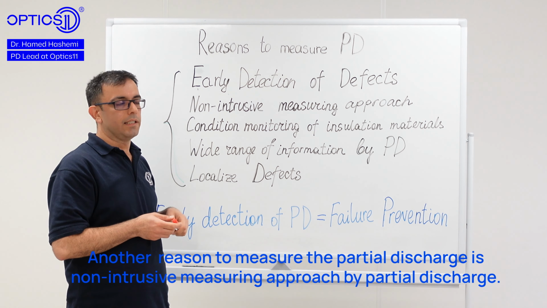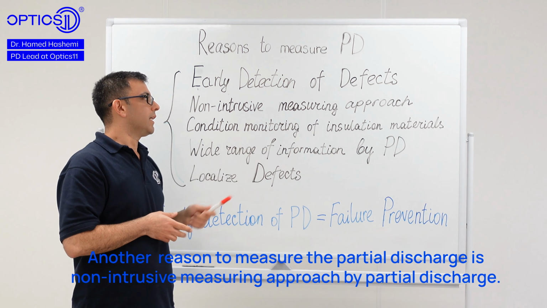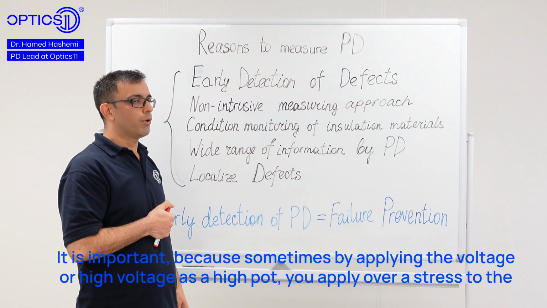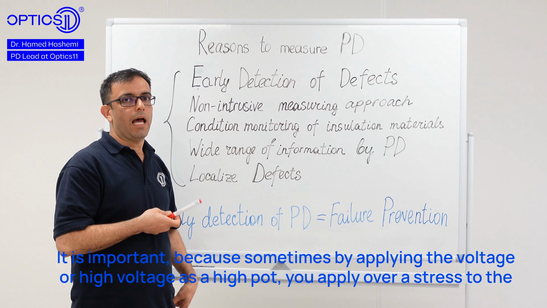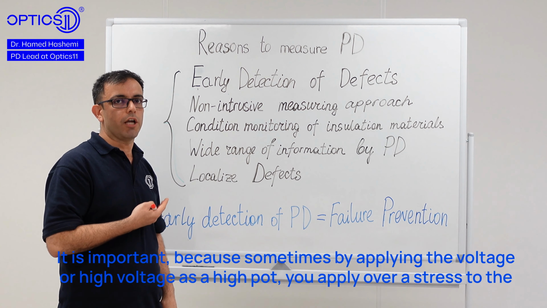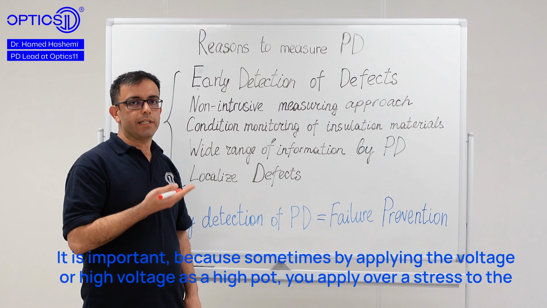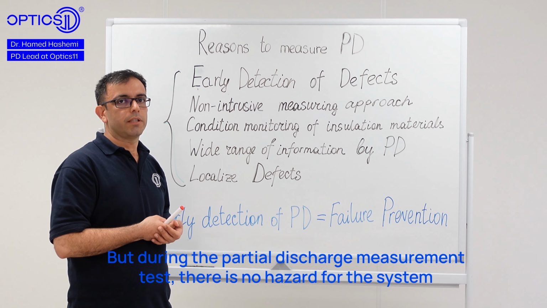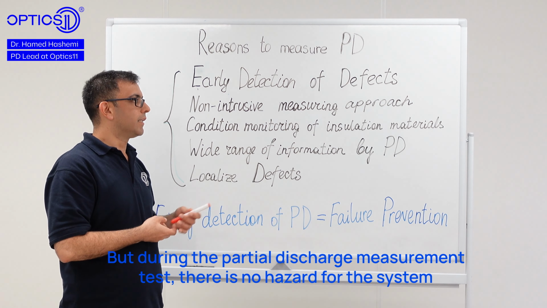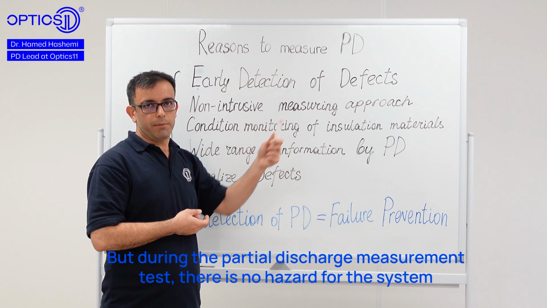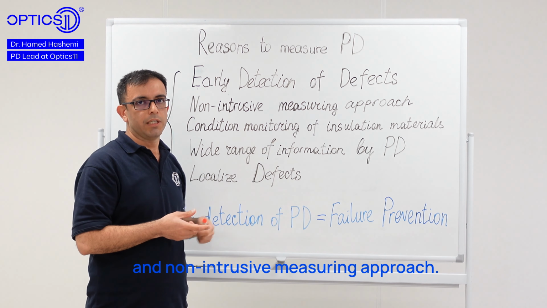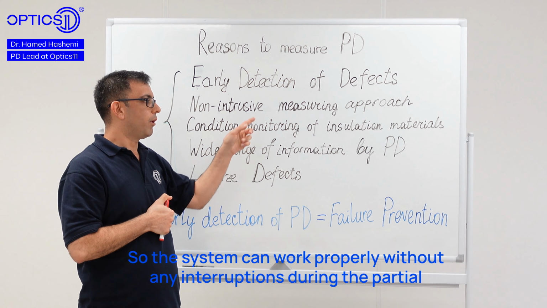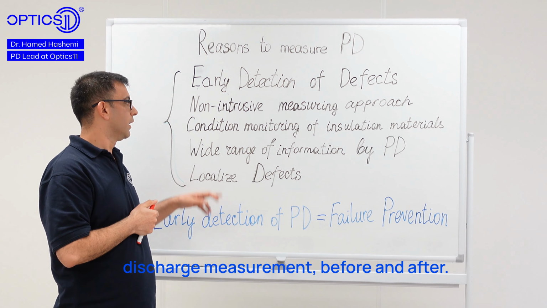Another reason that you measure partial discharge is that it is a non-intrusive measuring approach. It is important because sometimes by applying high voltage as a hipot test, you apply over stress to the system, and sometimes the system fails during the test. But during the partial discharge measurement test, there is no hazard for the system. It is a non-intrusive measuring approach, and the system can work properly without any interruptions during the partial discharge measurement, before and after.